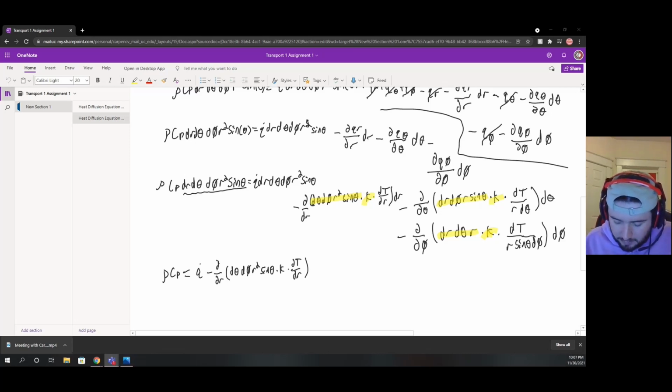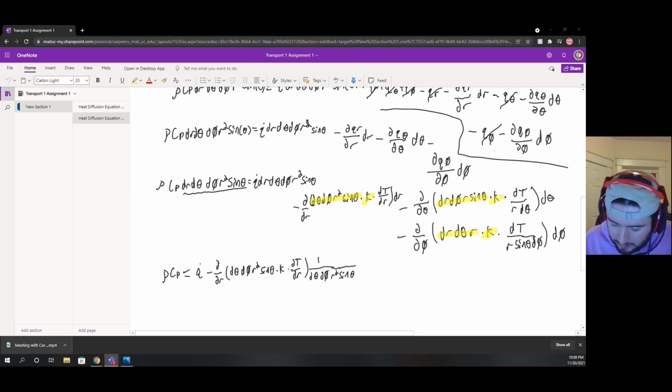So we've got our first term, which is our partial derivative in terms of the radius, which is d theta d phi r squared sine theta times the thermal conductivity times the change in temperature in terms of the radius. And then on the outside, when we divide by volume and take out dr, we're left with d theta d phi r squared sine theta.